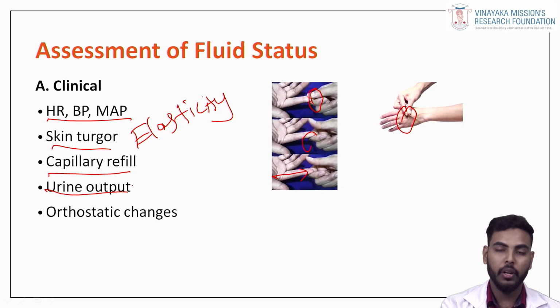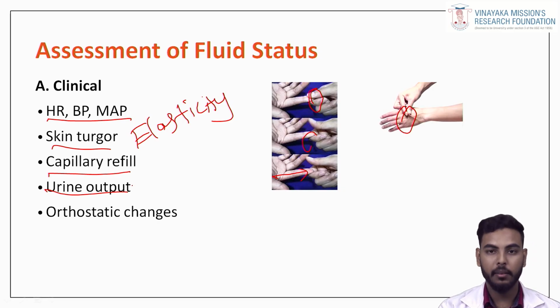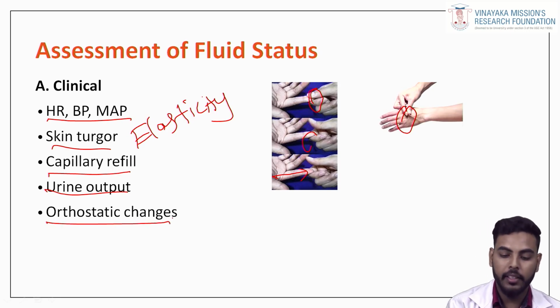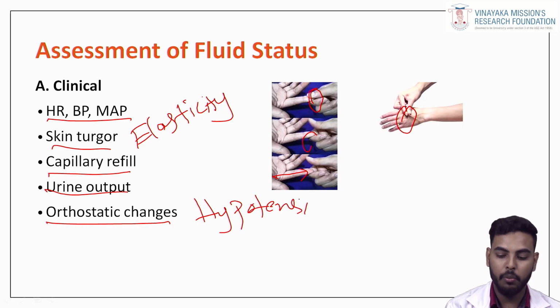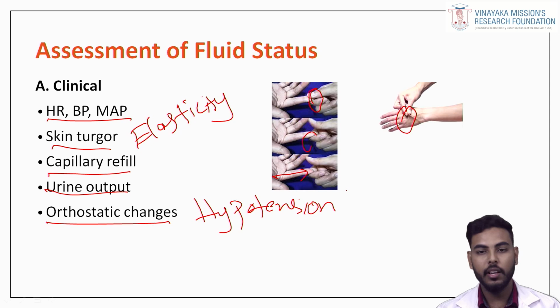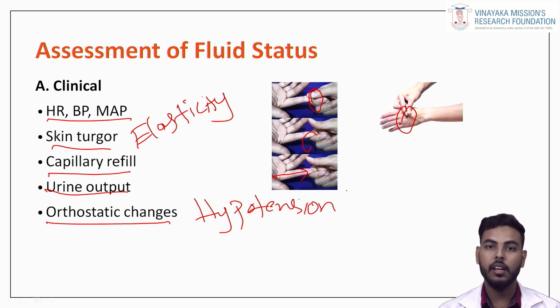Then urine output. Urine output is also measured pre-operatively, intraoperatively and post-operatively. Then orthostatic changes, that is orthostatic hypotension or postural hypotension. So these are the major criteria we have to assess before giving fluid to the patients.